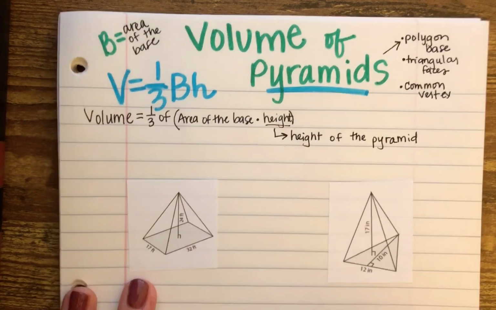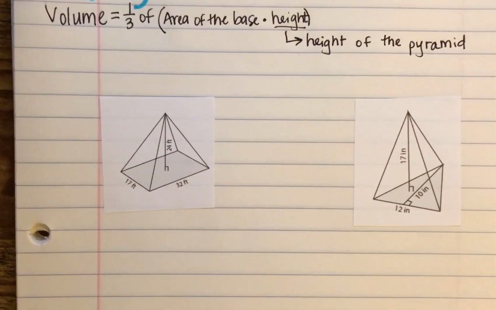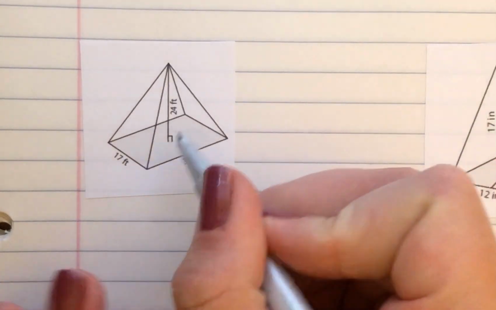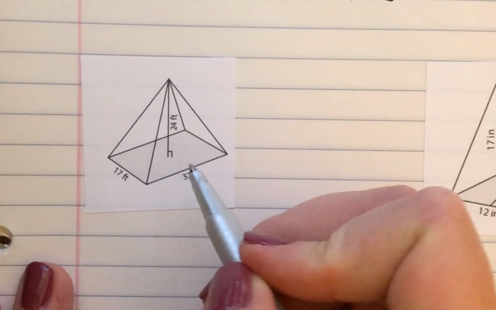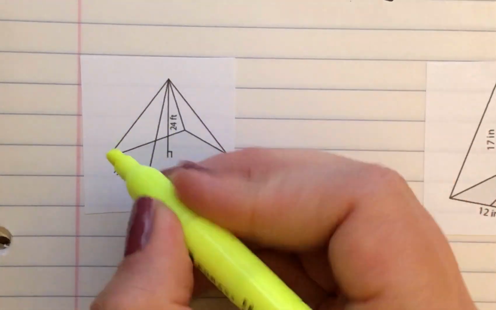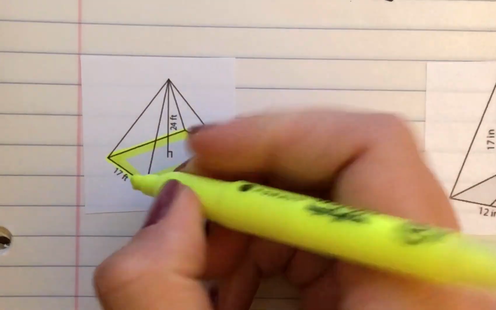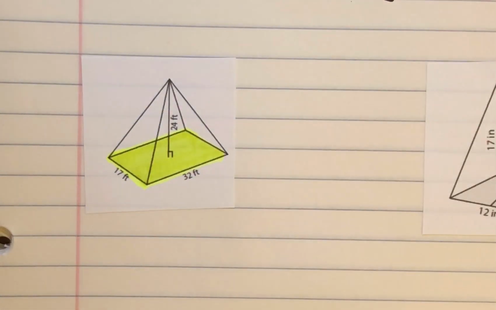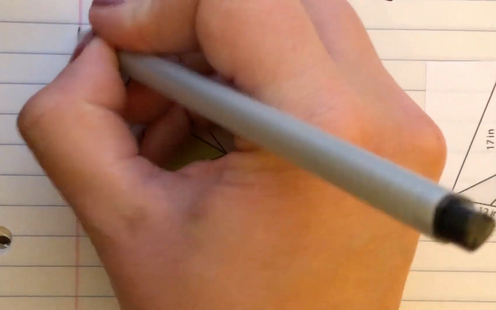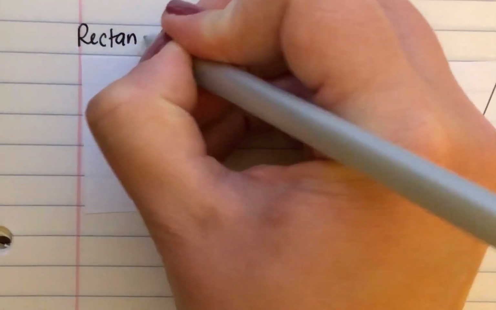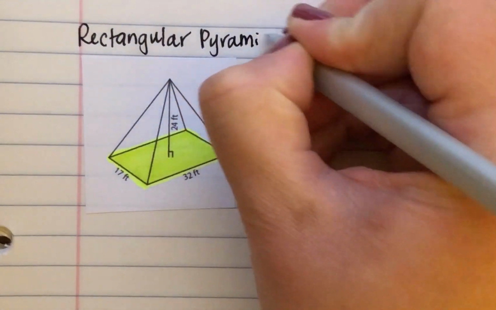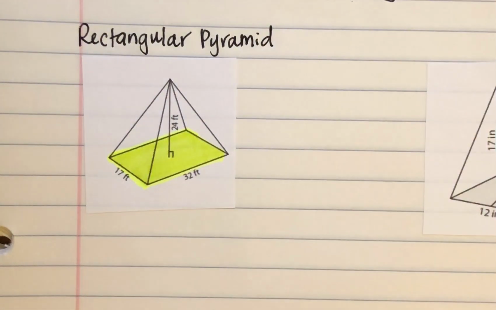All right, so let's go ahead and get started here with our first example. The very first one that we're going to do is this right here. We're going to name this shape. Just like a prism, pyramids are named by their bases. So I'm going to go ahead and highlight the base. This pyramid has a rectangular base, 17 and 32, so that's going to be a rectangle. So this is a rectangular pyramid. Basically it just means that the base is in the shape of a rectangle.